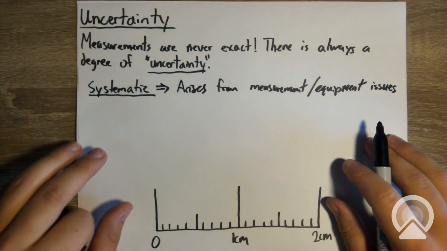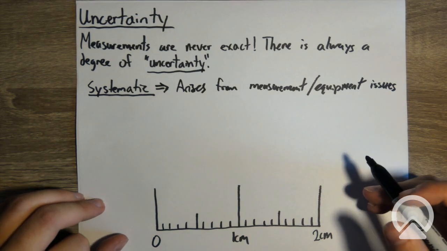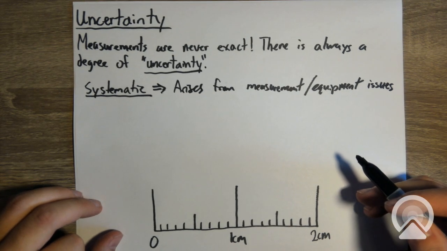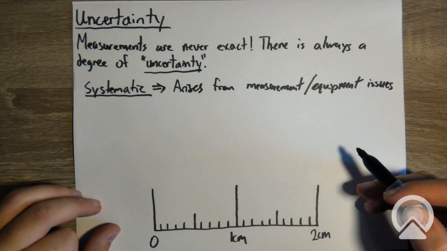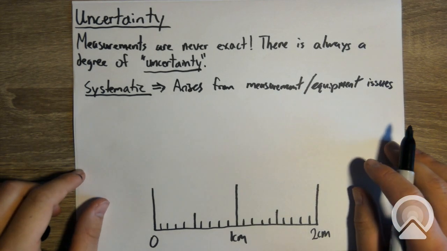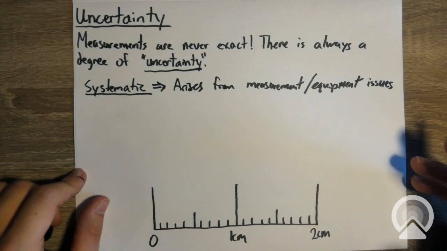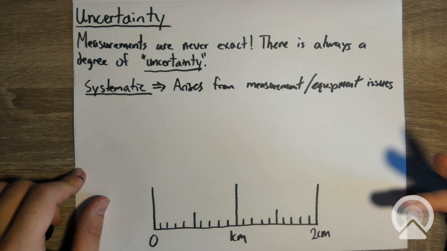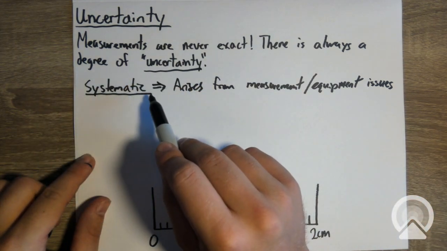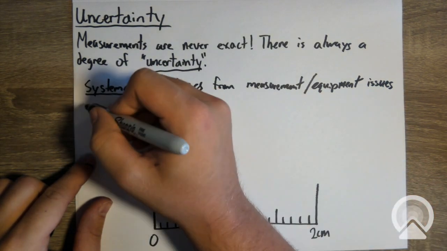For an example that wouldn't come from an equipment issue, say you're trying to measure a magnetic field, and you don't take into account the Earth's magnetic field in your measurements, because the Earth's magnetic field would interfere with your measurement. If you don't take that into account, then you'll always be off by a little bit, and that would be your systematic uncertainty. In other words, the uncertainty is always the same in a way. You have the same issue every time.